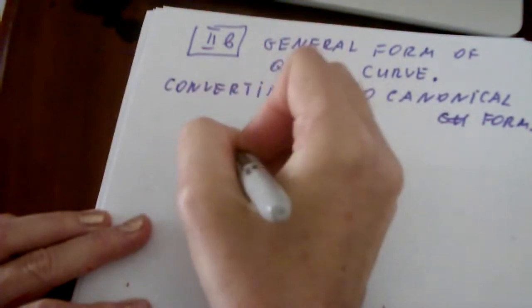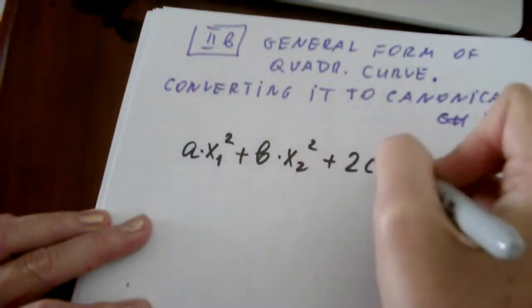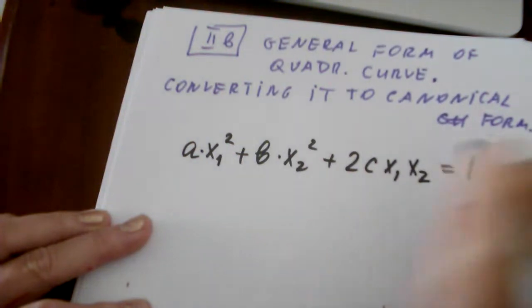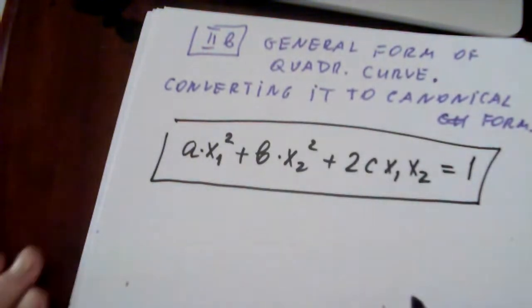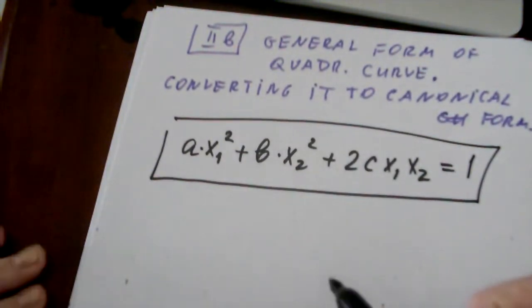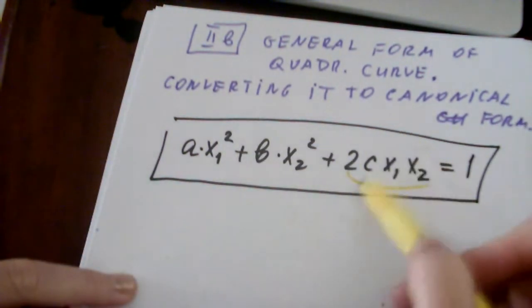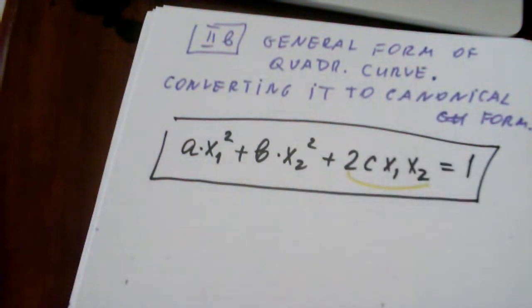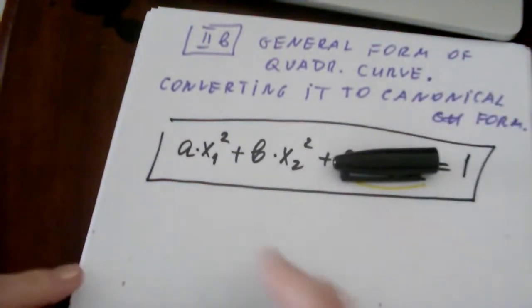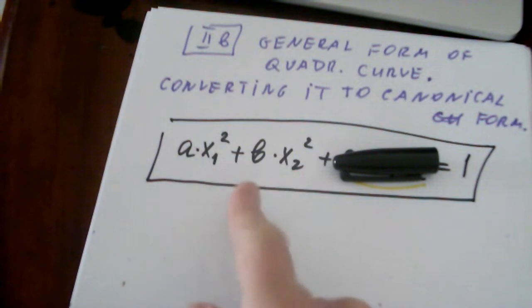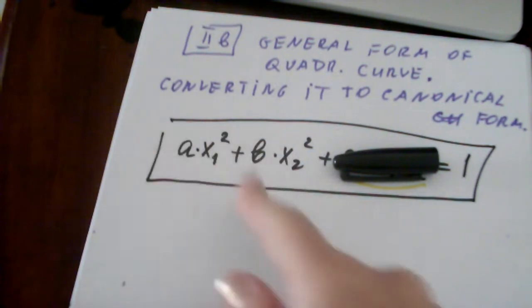How does it look? A times x1 squared plus b times x2 squared plus 2c times x1 x2 is equal to 1. So this is the general form of a quadratic curve. What is the difference from the canonical curves? Probably you already spotted this difference. The difference lies in this term. There was no such term in our canonical curves. If you get rid of this term, you will immediately see that, oh, this is a canonical equation. It could be either a hyperbola or an ellipse or maybe a circle hiding behind this equation.